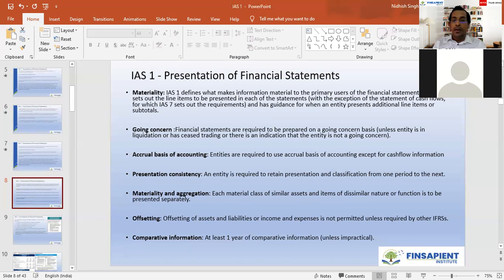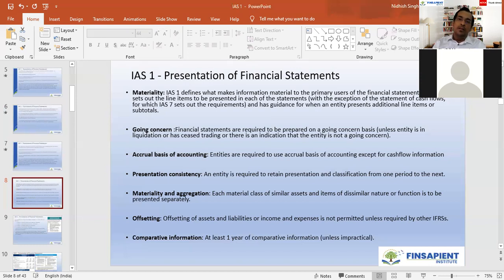Next, accrual basis of accounting. It's just saying that companies need to accrue the expenses and income before it hits the cash account, right? So the accrual basis.